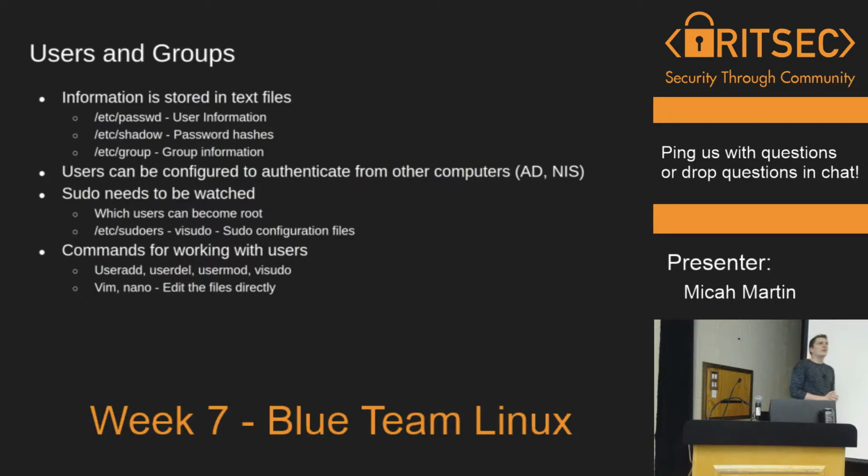Next up, users and groups. This is a very common one. You just want to know who's able to log into your system. So you have the three files. I think we covered all this in the Linux basics, so if you want a more in-depth reference, just go check those out. passwd stores user information, shadow stores the password hashes, and group stores group information.